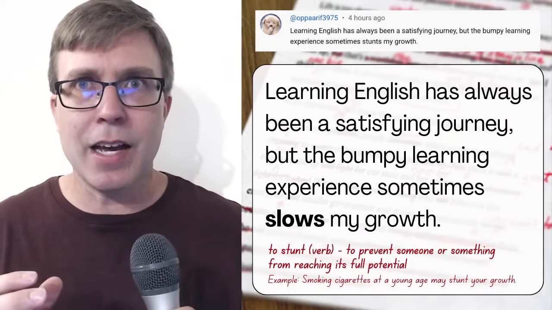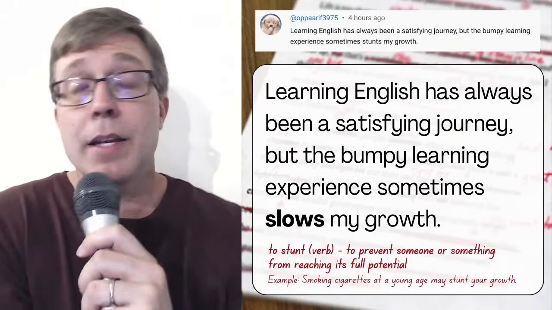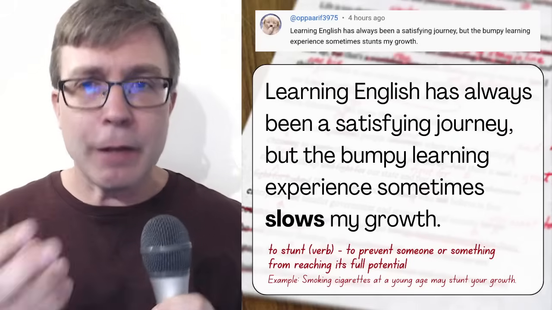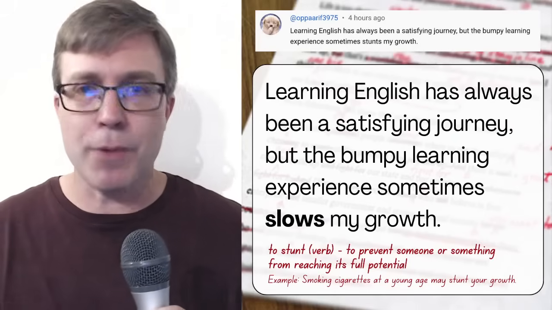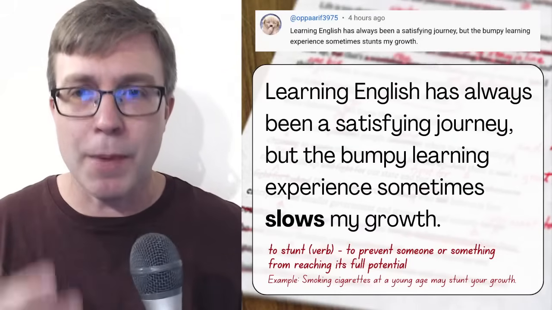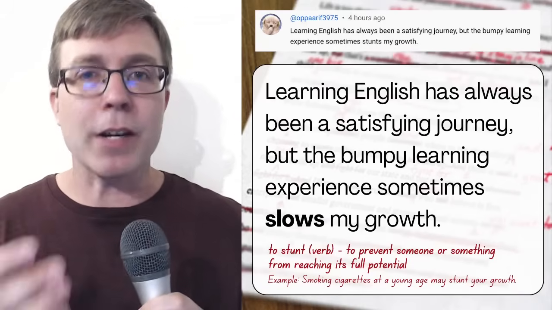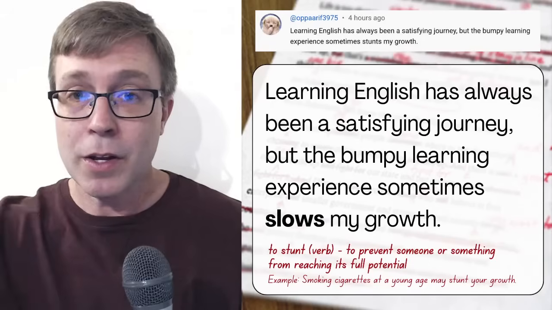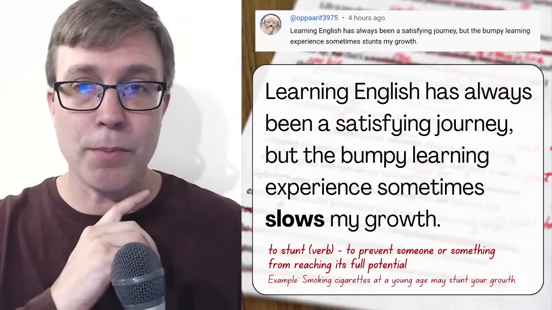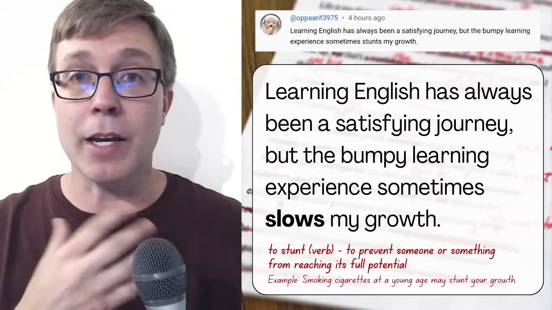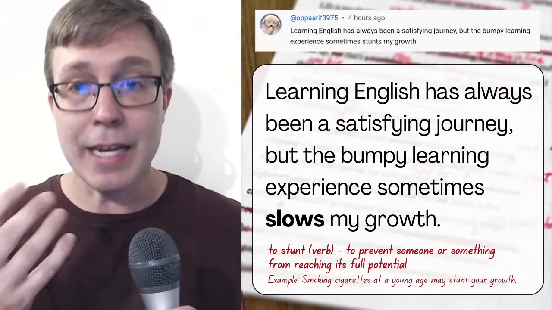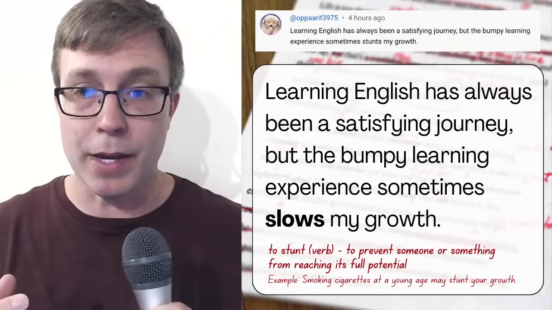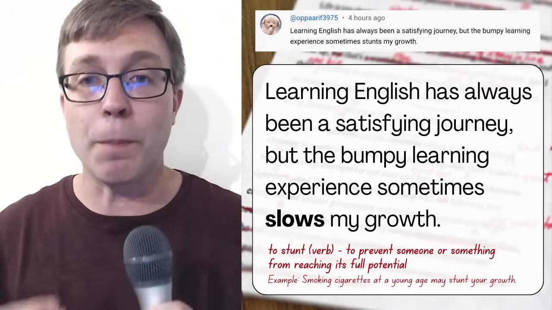Stops is, it depends on the person. It could happen and it could completely stop. I feel like in this context, probably what this person was trying to talk about was just that they are continuing to grow, but just not as fast as maybe they would like to. And what I want to point out down here is when talking about stunts, it is a verb, to stunt. It means to prevent someone or something from reaching its full potential.